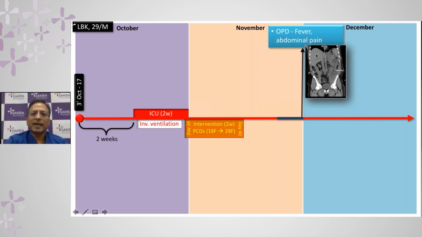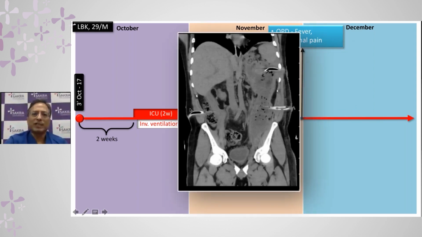And the CT scan at that time, these were the tubes which we had shown. So it is there, and you can see this. There is a collection there still with air pockets. That means there is an ongoing and undrained collection. So we have to do something about it.